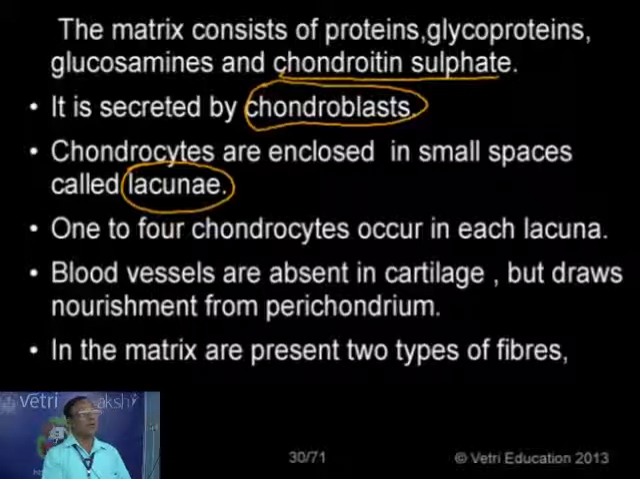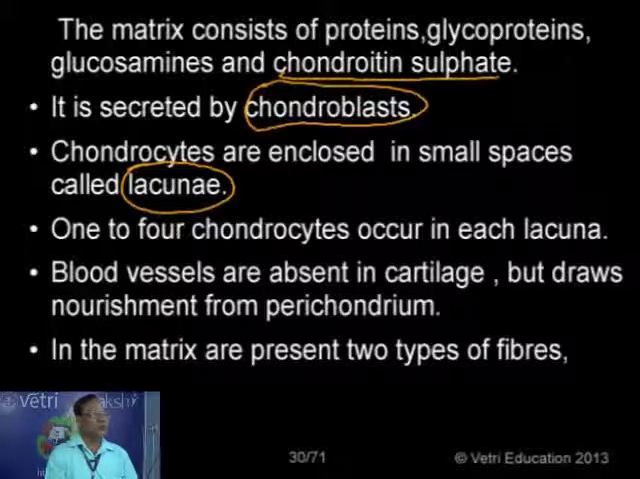And in each lacuna we have either one cell or two cells or three cells or four cells. Unlike the bone, where in the case of bones only one cell is formed inside the lacuna, here 1 to 4 cells are formed inside the lacuna. And one main difference, what I told you while beginning the lesson, between the cartilage and the bone: there are no blood vessels in the cartilage.